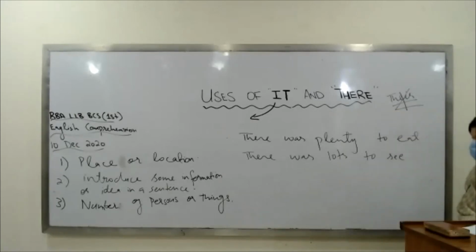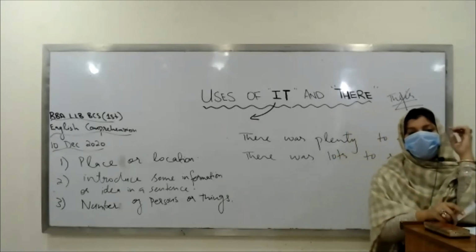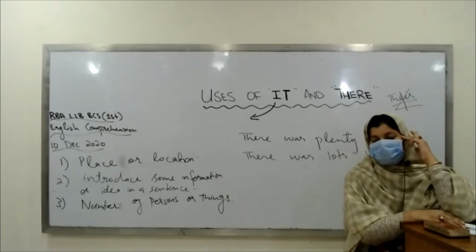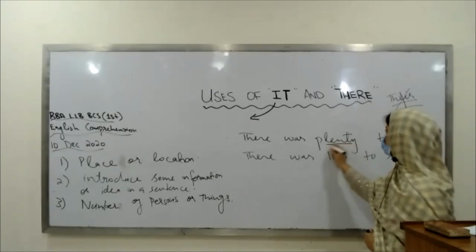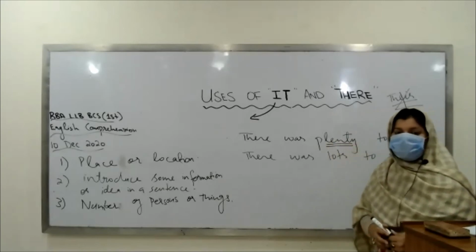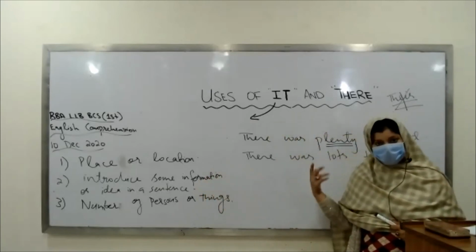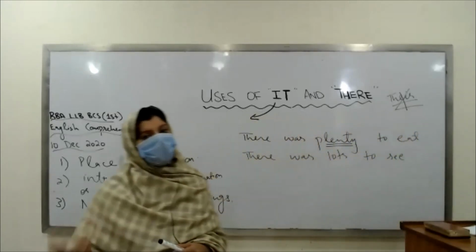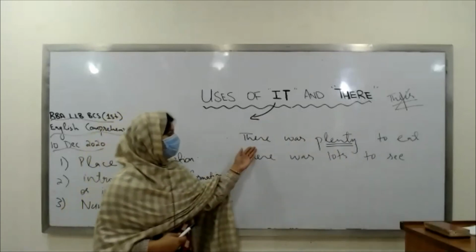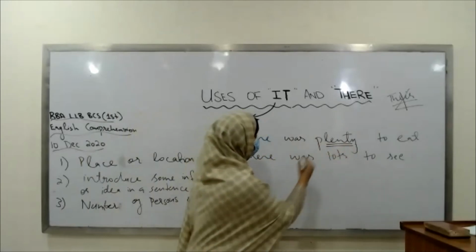There was plenty to eat and there was lots to see. If you remember, we have talked about adjective of quantity. And if you remember, we have talked about countable and uncountable. And here again, plenty is a word which is used for quantity, right? And it is different from number, as we all know. Quantity is something which cannot be counted, whereas number is something which can be counted. तो हमने यहाँ पे एक और यूज देखा है there का, and there is used in a sentence with what? With quantity, right?